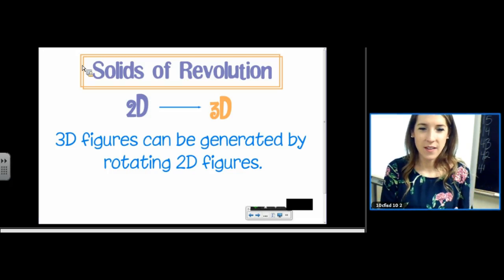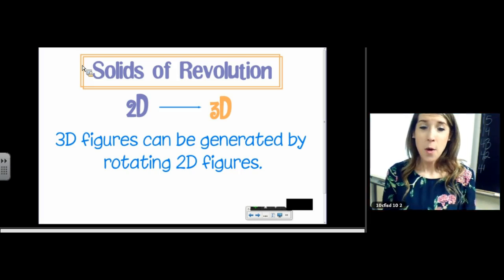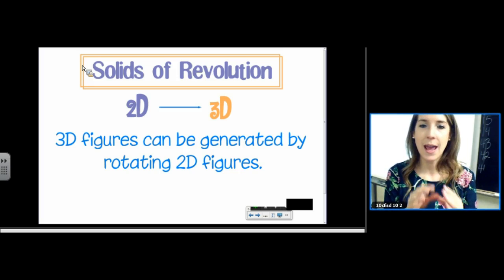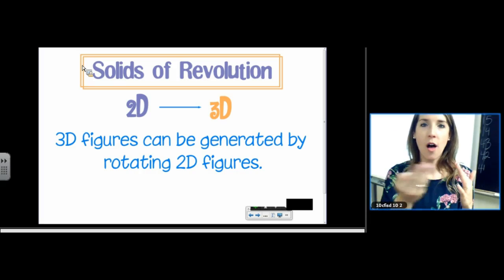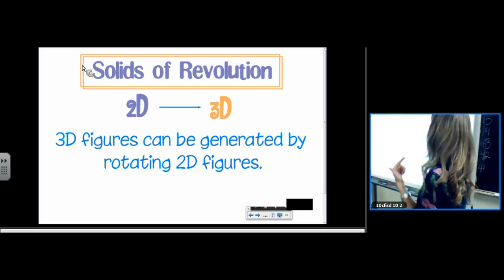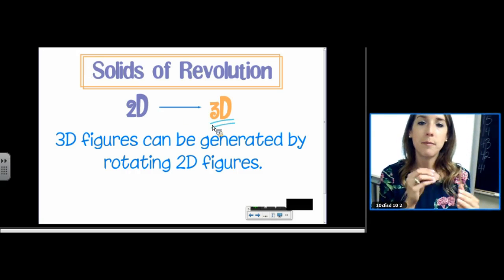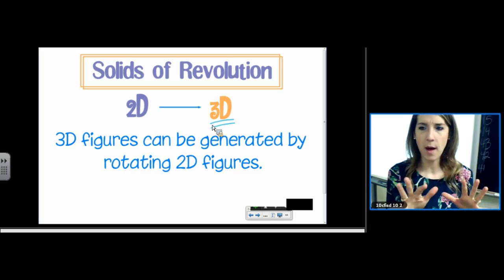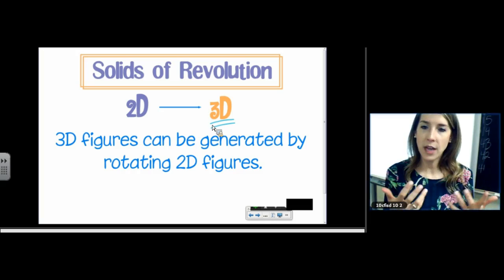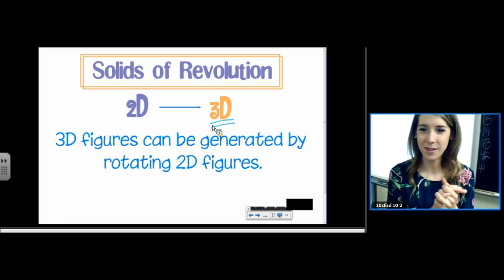So the first phase of this lesson, we are going to talk about solids of revolution. What that means is that we take a 2D shape, a triangle, a rectangle, and we revolve it about an axis, and that revolution creates a 3D solid. So we're taking a 2D shape, mostly polygons, but not all polygons, rotating them until they form a 3D solid. All you can think about is the Earth, the rotation of the Earth.